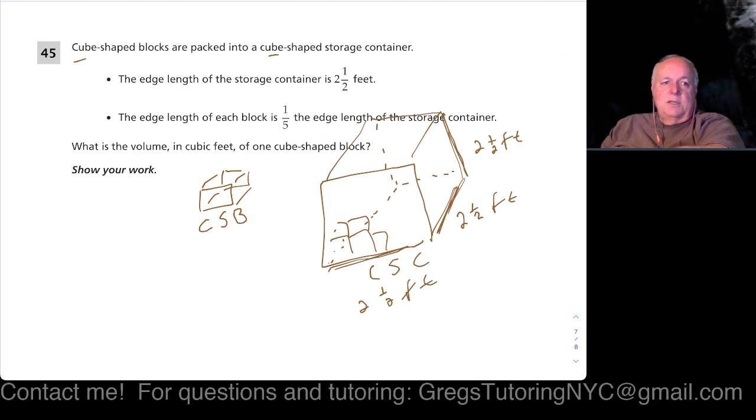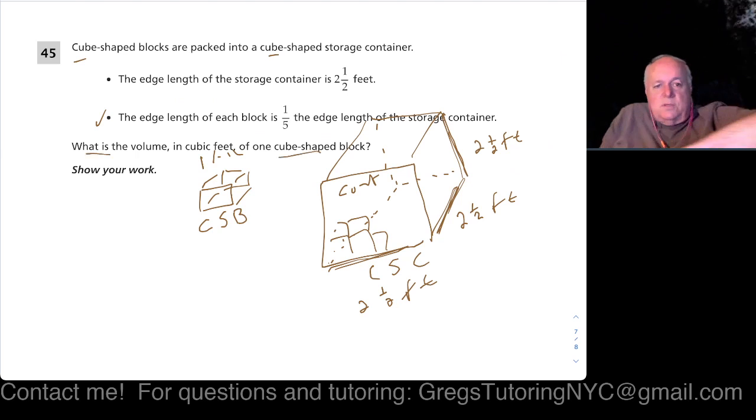Okay, the edge of each block is 1/5 of the edge length of the storage container. So this is the storage container here, and this is the block. So it's not telling us it's 1/5 of a foot. It's telling us 1/5 of the side length. So what is the volume of one cube-shaped block?